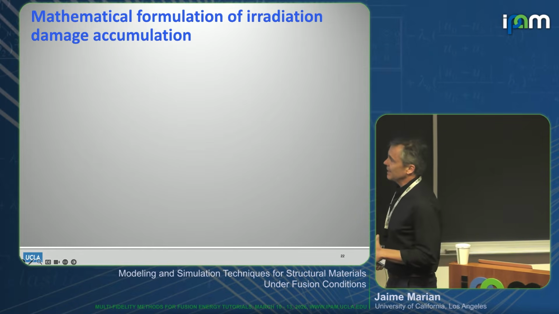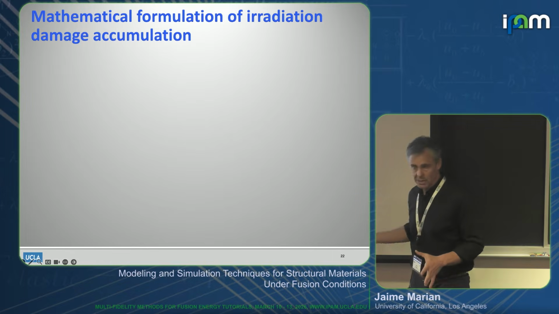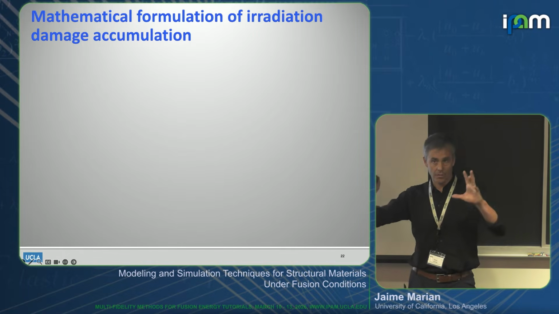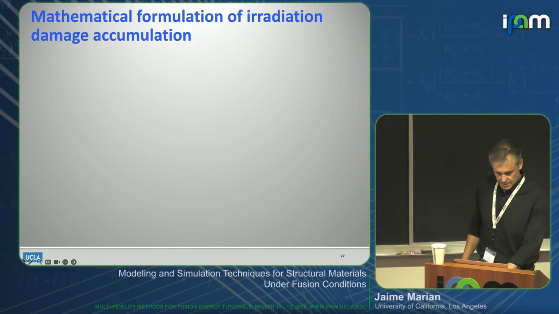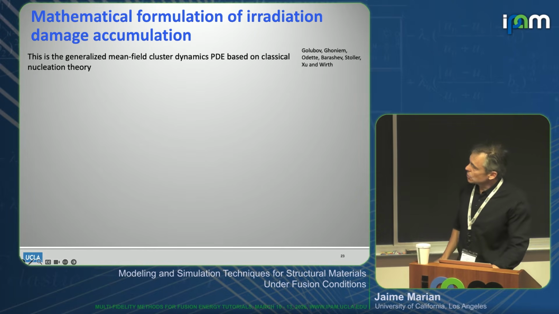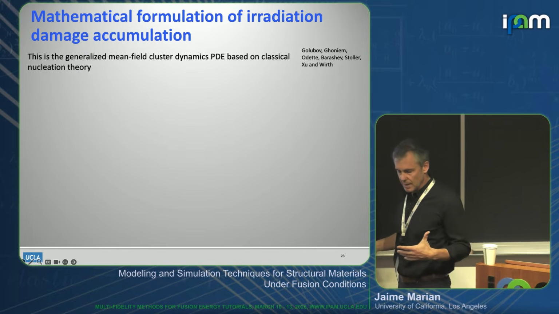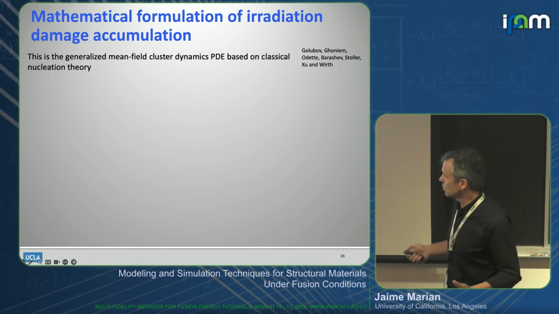All right. Let me introduce the mathematical formulation of irradiation damage accumulation, which I said is a small part of the overall theory. It's not the overall theory, it's just one of the theories that we use for this. So what we're going to do is assume that we have a chemical reactor, basically. We're going to use chemical reaction kinetics.